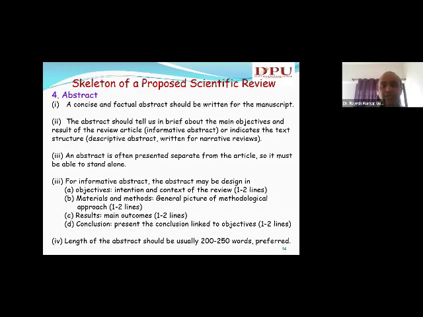Objective should contain the intention and context of the review, in 1 or 2 lines. Material and methods: generally a general picture of the methodological approach, applicable for meta-analyses and systematic reviews. Results, that is main outcomes, in 1 to 2 lines. And conclusion: present the conclusion linked to the objectives, in 1 to 2 lines. Finally, the length of the abstract: most journals prefer between 200 to 250 words.